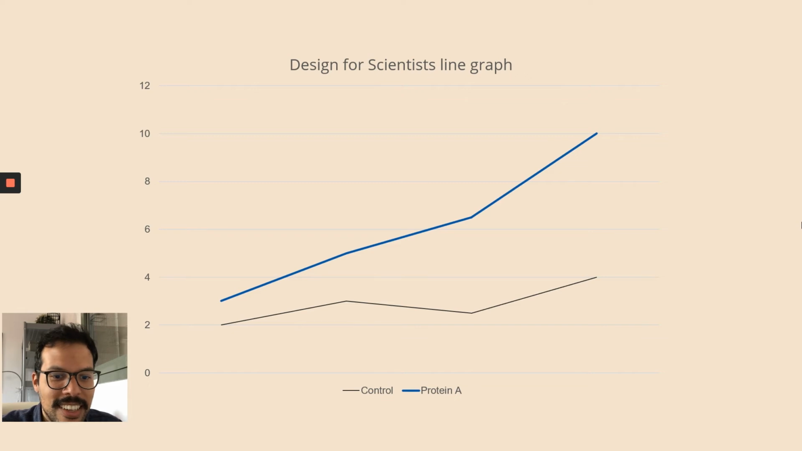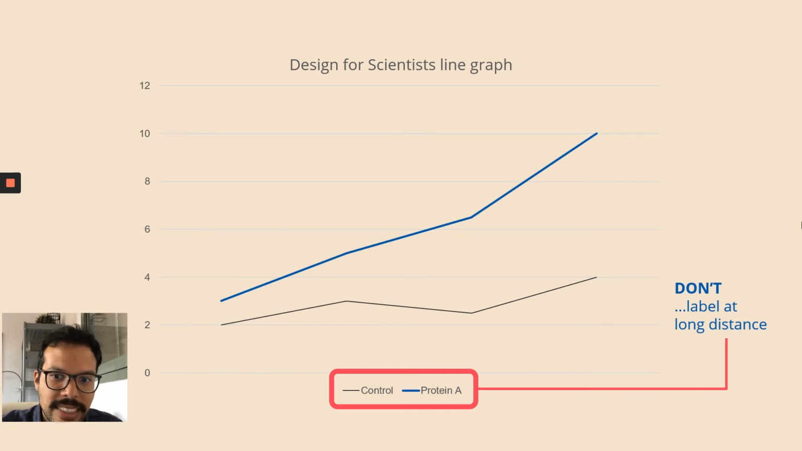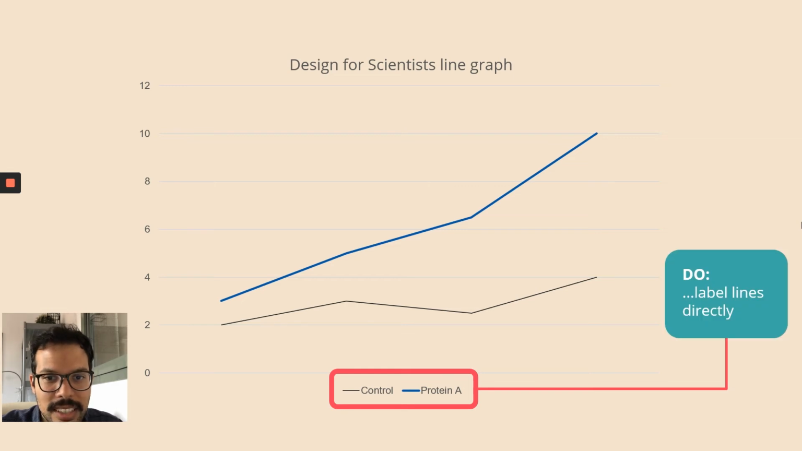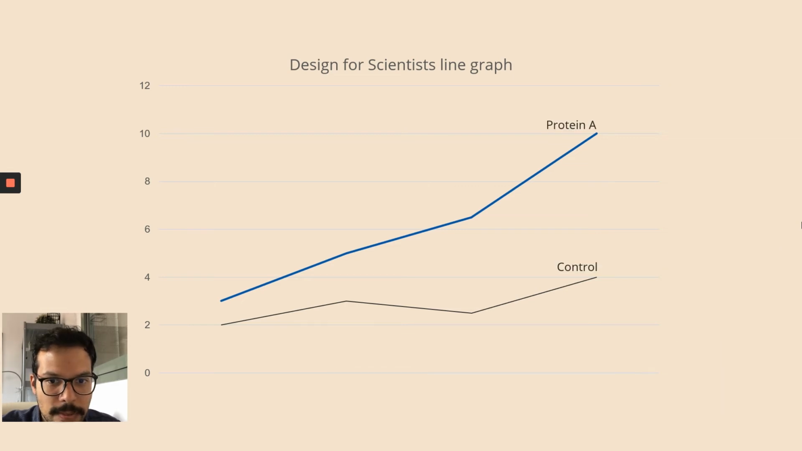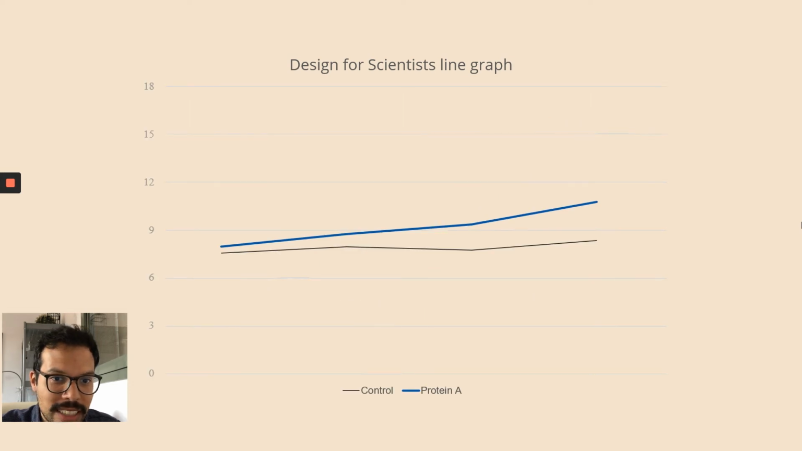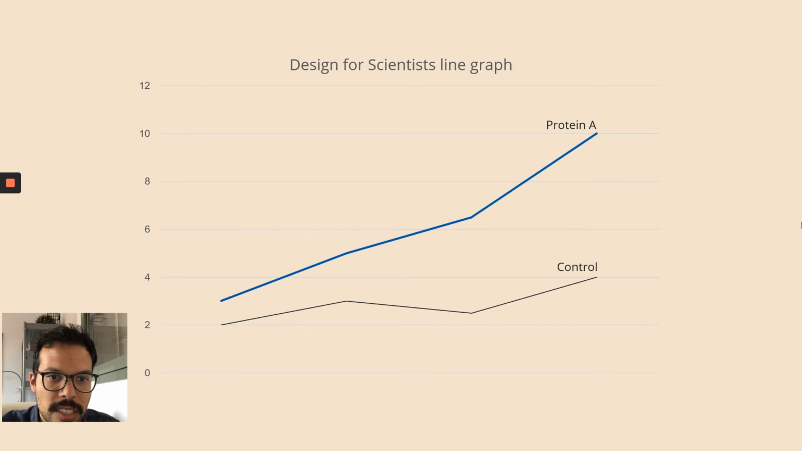And at last, when you're using line graphs, you don't want to label at a distance. Don't label at a distance, just label them directly. Like this. You see? The graph has a few fixes and it's looking much better. It was looking like this and now it looks like this. Easier to follow, conveying your message in the simplest way possible.